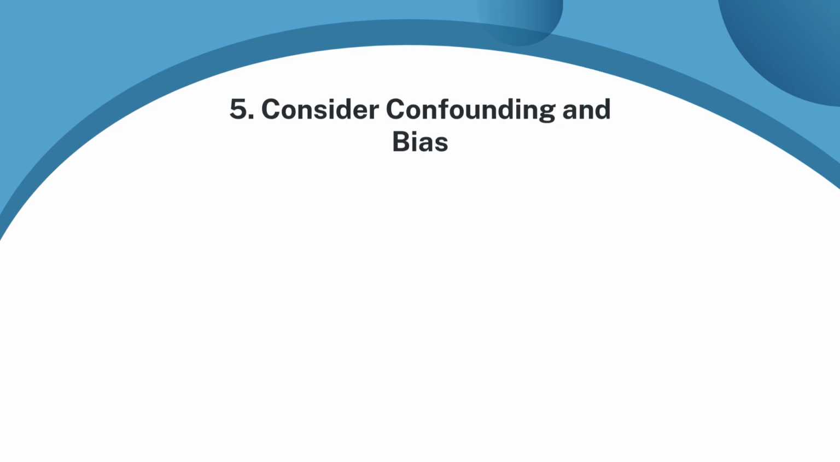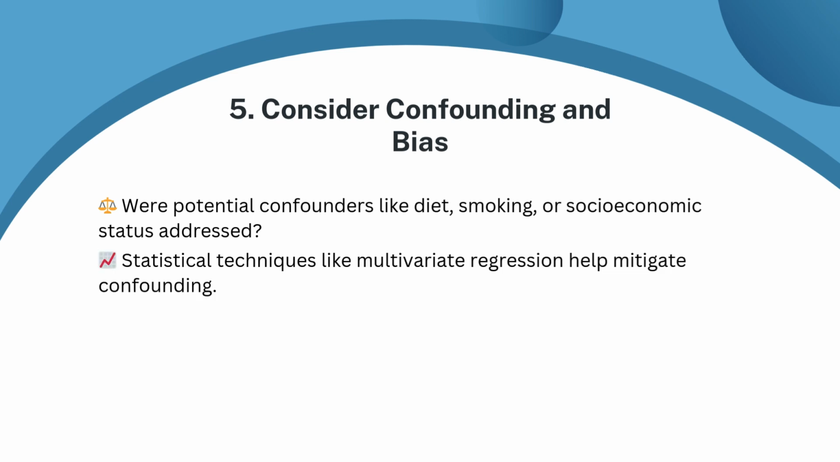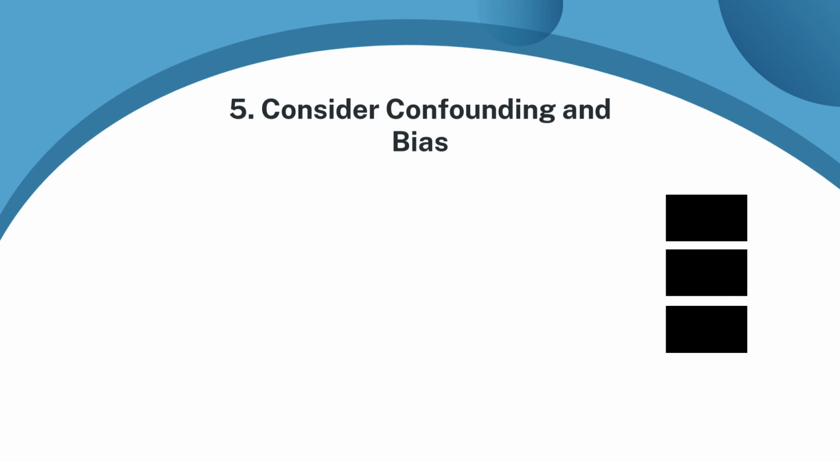5. Consider confounding and bias. Confounding variables. Does the study identify and account for potential confounders? For example, when studying exercise and heart disease, factors like diet, smoking, and socioeconomic status must be addressed. Statistical adjustments like multivariate regression or propensity score matching help mitigate these issues. Bias. Are there signs of selection bias, recall bias, or information bias? Retrospective studies are particularly vulnerable to these, so check how the researchers addressed them.